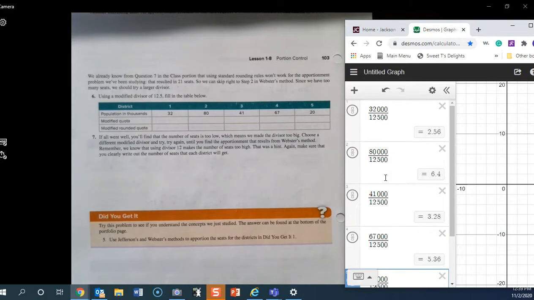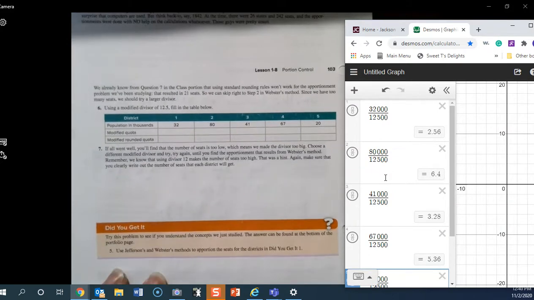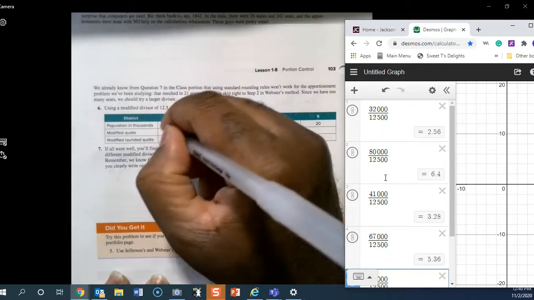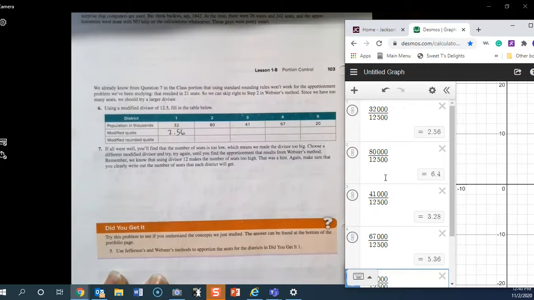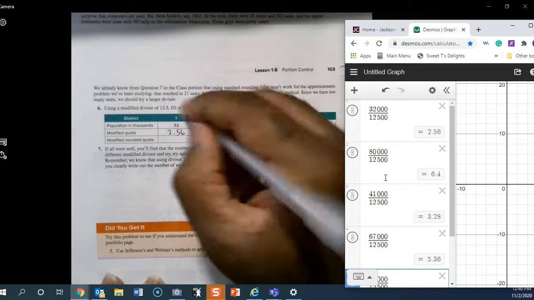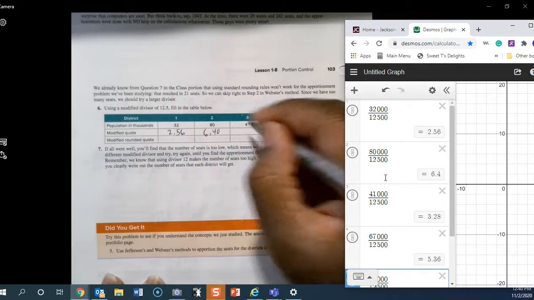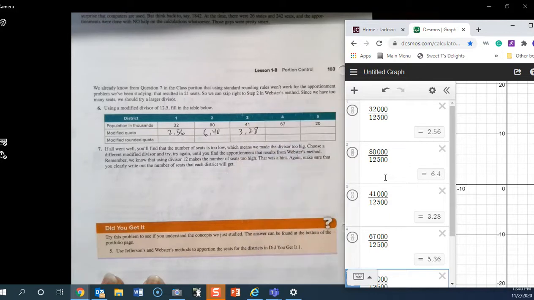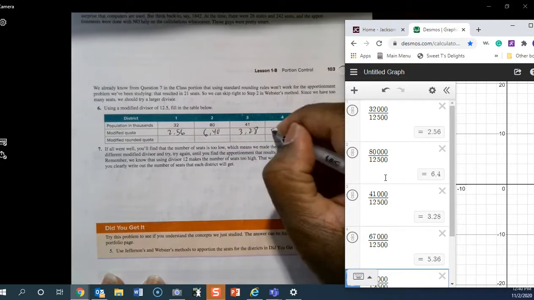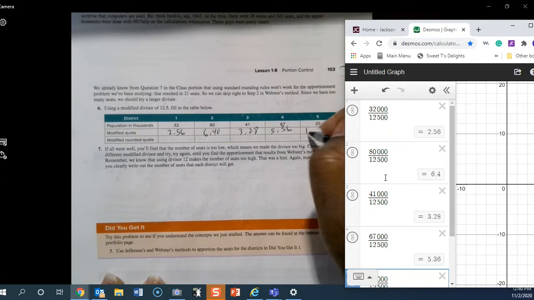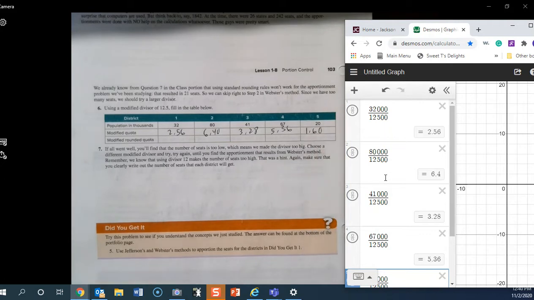All right. So we look here, our modified quota for District 1 will be 2.56. District 2, it'll be 6.40. District 3, it'll be 3.28. District 4, it'll be 5.36. And District 5, it'll be 1.60.